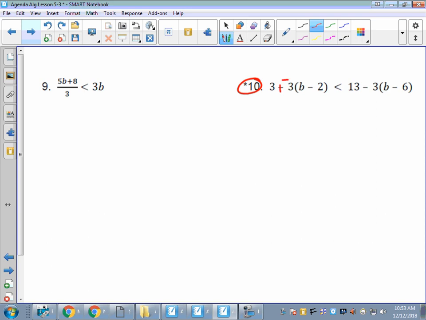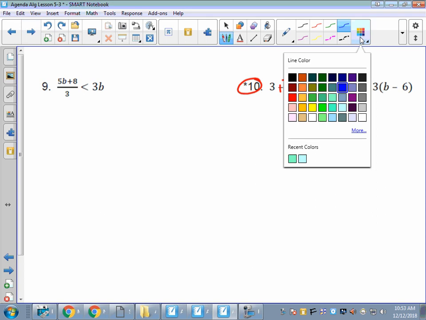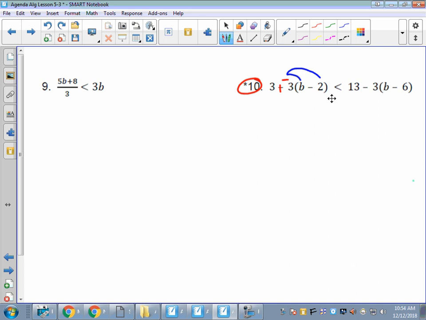If I want to make this a plus negative action, I can, so that when I distribute, I go negative 3 times b, and negative 3 times negative 2. That keeps it simple, making sure I understand that I have a negative to deal with. Nothing happened with that first 3. Here, when I distribute, I got negative 3b, and then a positive 6, because negative 3 times negative 2 is a positive 6.